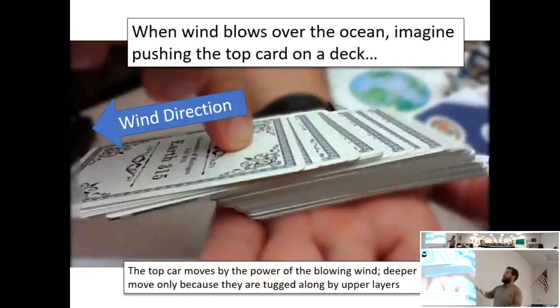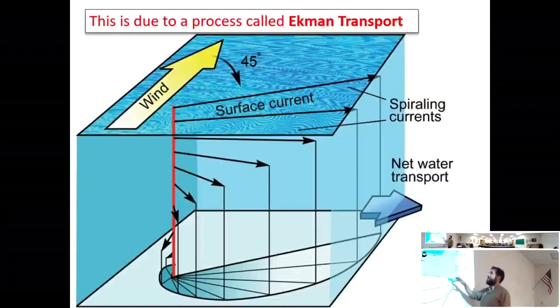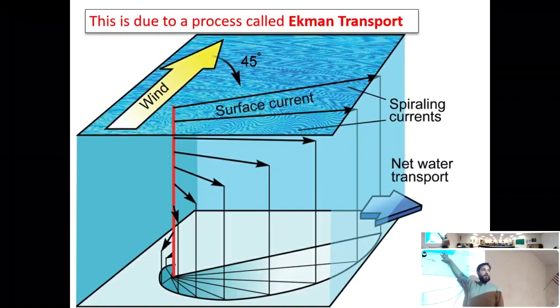So imagine a deck of playing cards, and you have your finger on the deck and you're pushing it. Your finger is the wind, right? But the cards underneath are moving because the cards above are moving. They're not moving because of your finger. They're moving because the card above is moving them. The same thing is happening here. The water on top is moving the water directly below it.